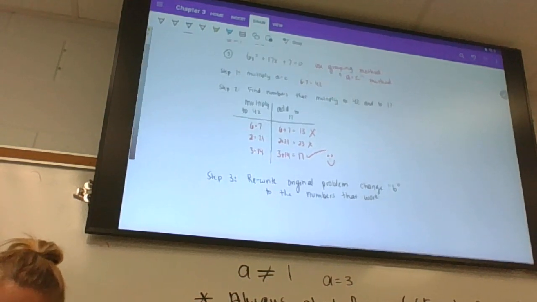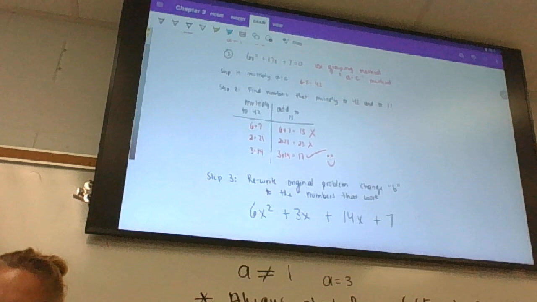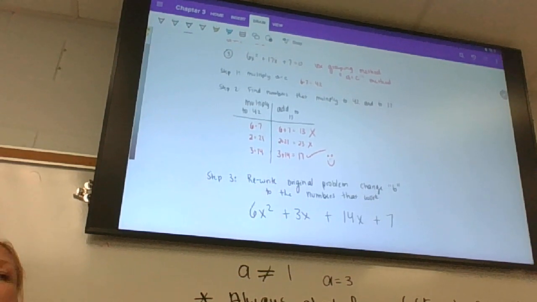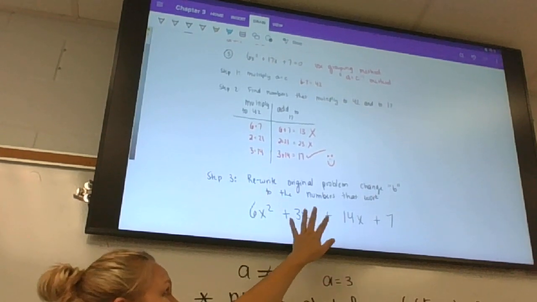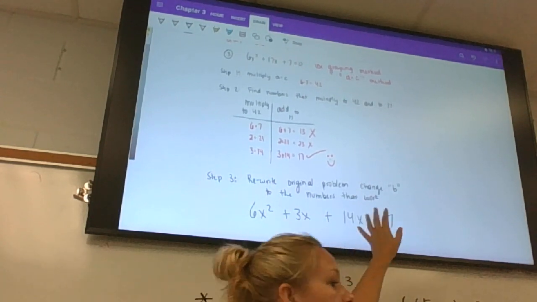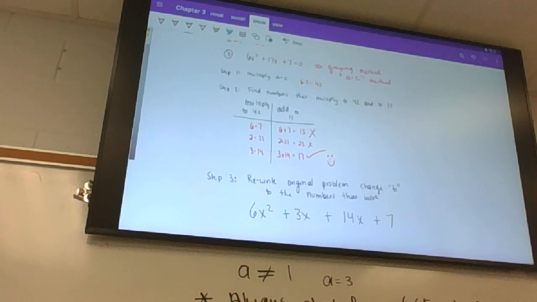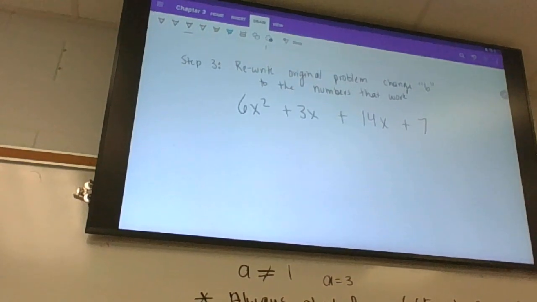So what was the original problem? It was 6x squared. I'm not going to write 17. 17's out. It didn't work. Instead, I'm going to write the 3x and the 14 that I just picked. Have I changed the problem? No. If I combine like terms, I get exactly what I started with. What I did is I turned it into a 4-term problem, and I found numbers that are going to work for me. So, the great thing about a 4-term problem is that now you can factor by grouping.